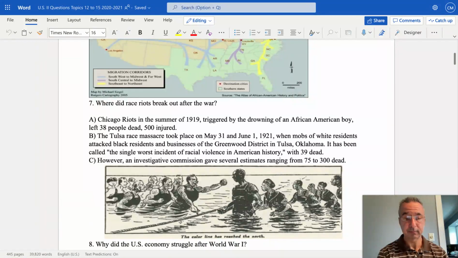This led to a riot in Chicago, which left nearly 40 people dead and over 500 injured in a series of riots that took place over several days after the drowning of the African American boy.